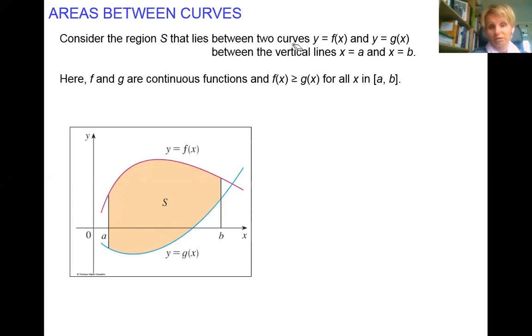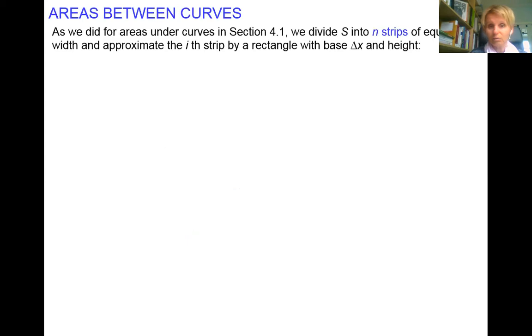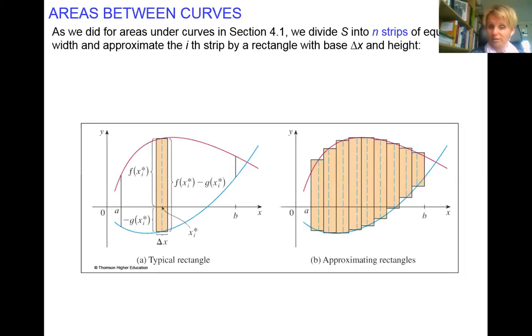Please notice, function f of x is greater than g of x for all values on the interval from a to b. And now the question is, how can we compute the area between two curves? Let's look at this situation the way we did in section 4.1. We were trying to approximate the area under the curve. Now we have the approximation of the area between two curves.